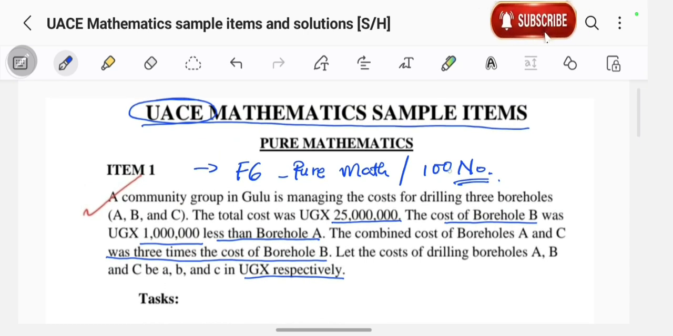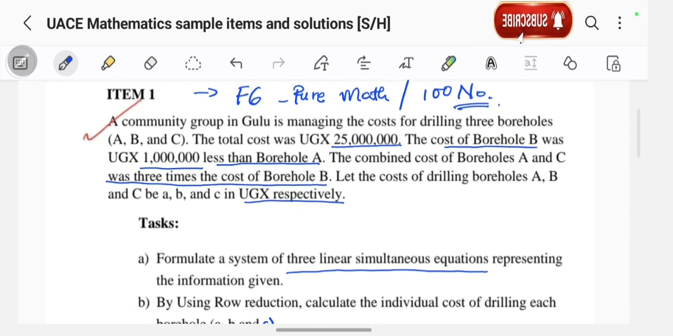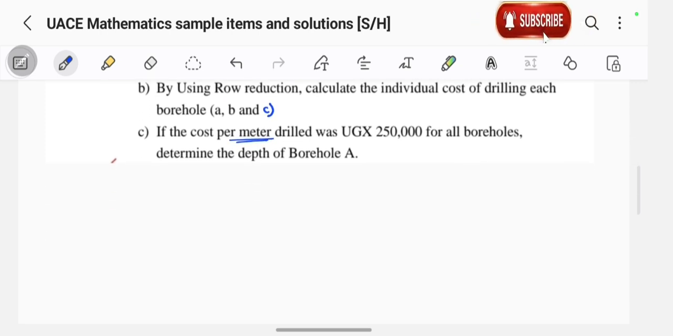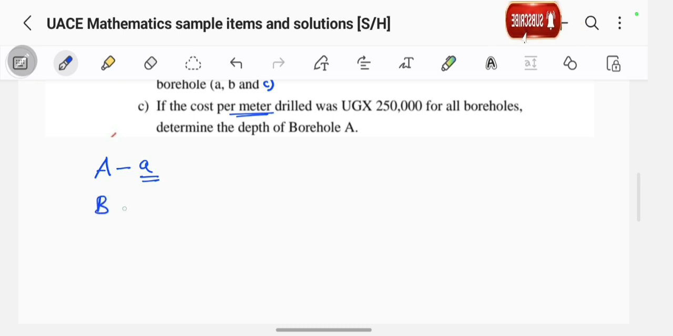Remember, we have 100 numbers to solve. It's our mission. I want us to crack UNEB like this. I want all numbers to be very familiar. So, what we've seen: the cost of drilling borehole A is A. The cost of drilling borehole B is B. Then C is C, like that.